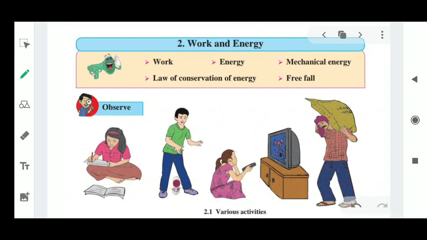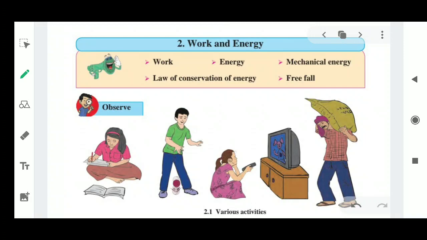So in our words, what does work mean? Any activity in order to achieve a purpose which makes us tired after some time. Work is of two types: mental work and physical work, that is, mental activity and physical activity.